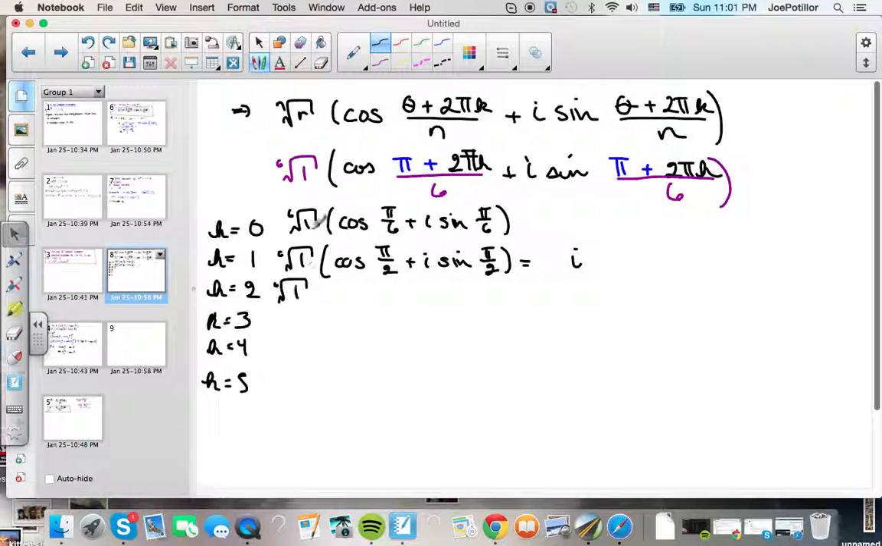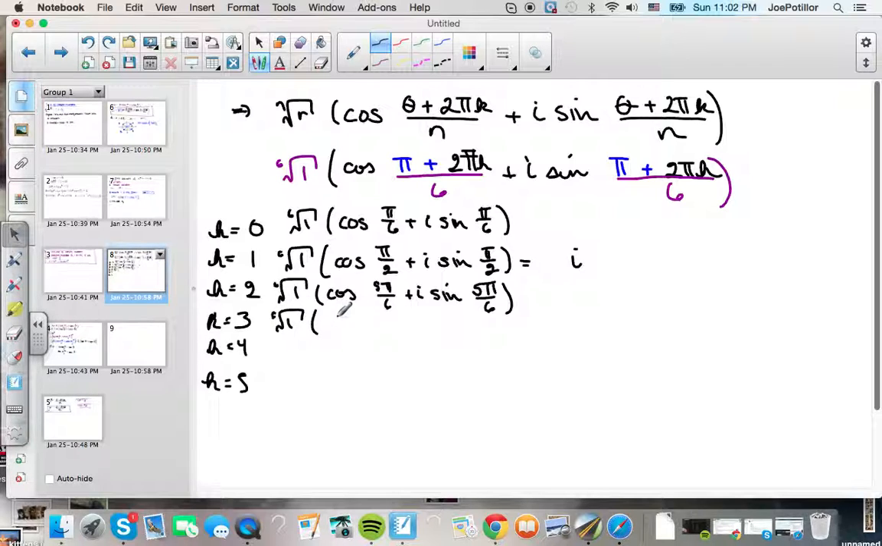The 6th root of 1, cosine: 2 pi times 2 is 4 pi. 4 pi plus pi is 5 pi, so it's 5 pi over 6. Sine of 5 pi over 6. I'm not having you convert it back into standard form because I want you to just know what the regular forms are.